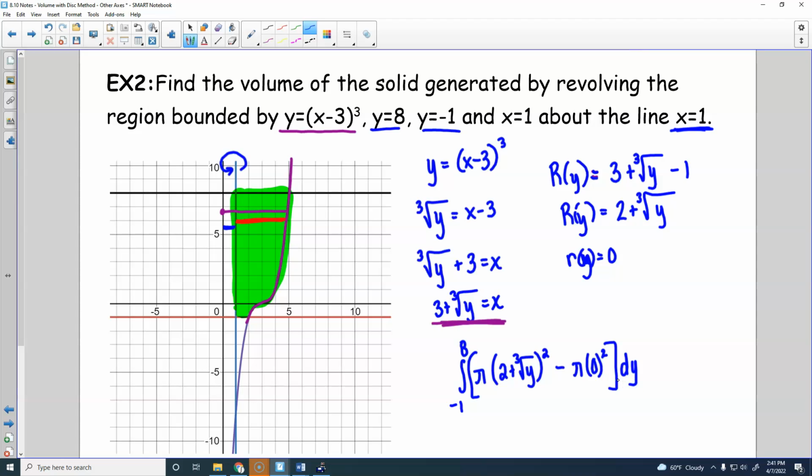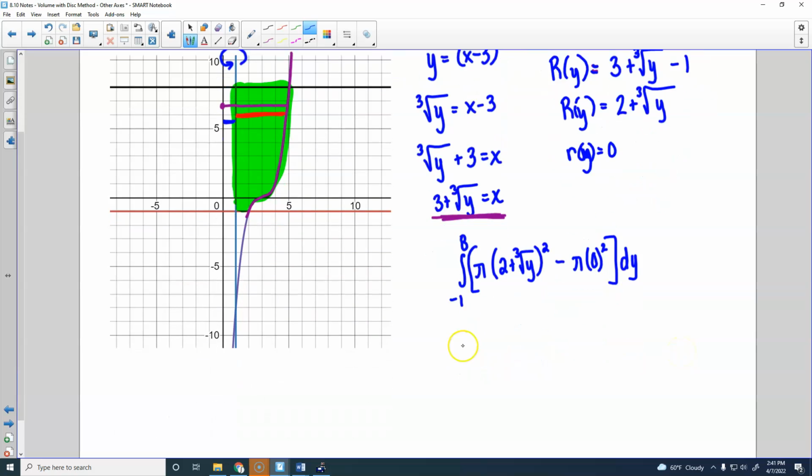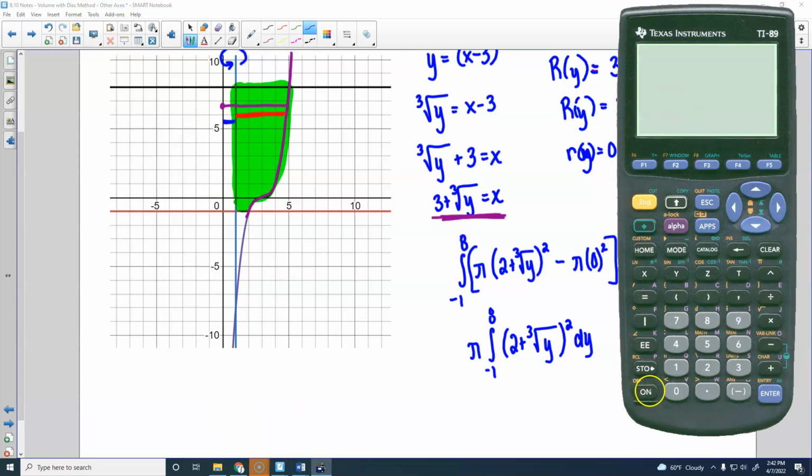You can put the pi on the outside if you want, yes. It would be perfectly fine if you wrote it like this, -1 to 8. I put the pi on the outside. You had 2 plus the cube root of y squared dy. You don't necessarily have to write it the way I'm writing it here. So we are going to integrate.